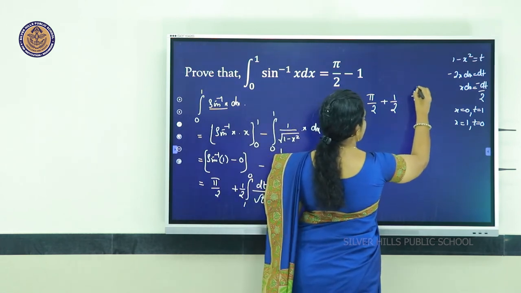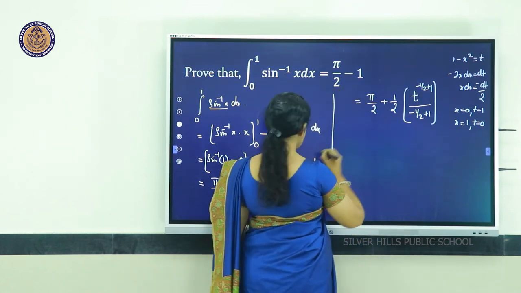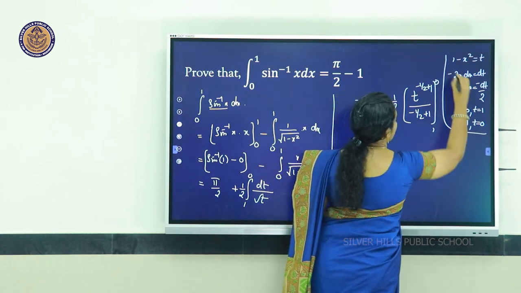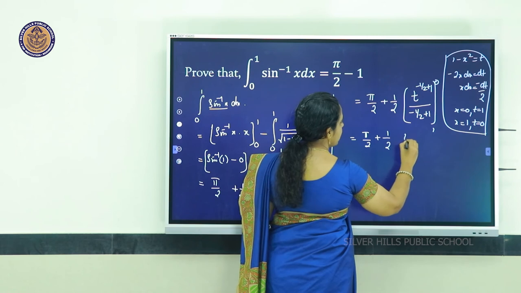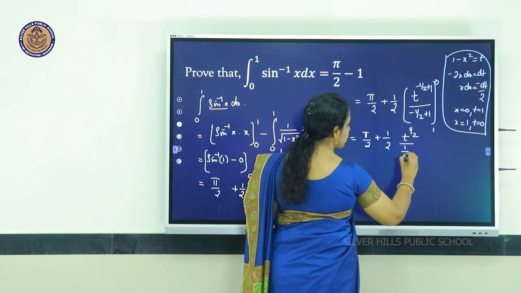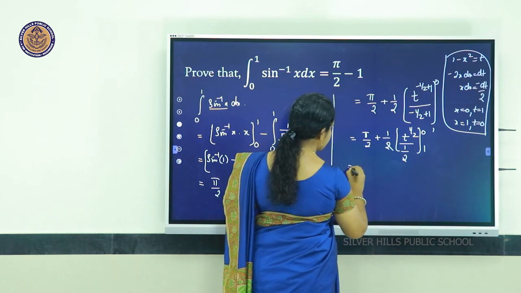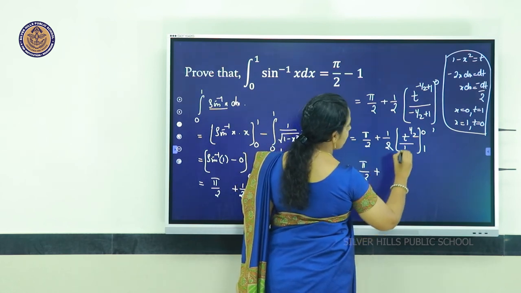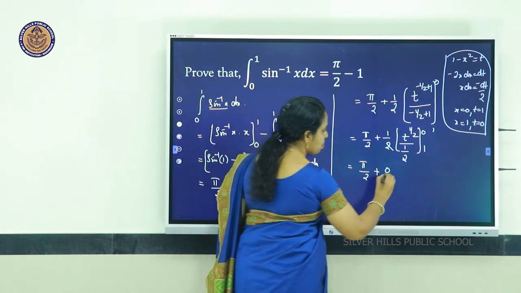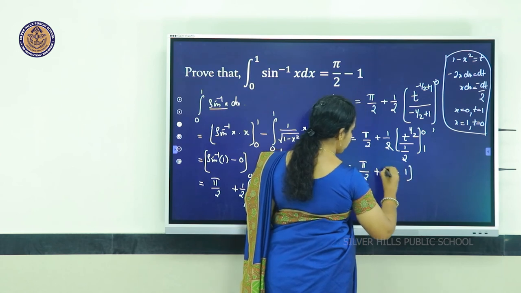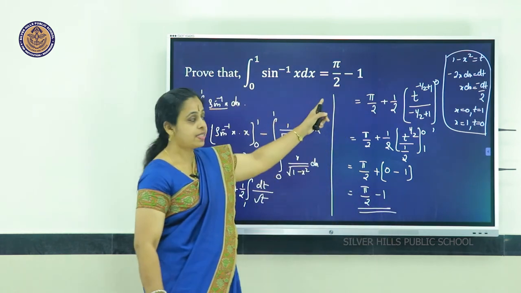So when you integrate minus half plus 1 divided by minus half plus 1 under the limits 1 0, equal to pi by 2 plus 1 by 2 t raised to 1 by 2 divided by 1 by 2. This 2 and 2 will get cancelled here. So, you will get pi by 2 plus t, you are giving the value 0 raised to 1 by 2, 0 minus 1 raised to 1 by 2 is 1, equal to pi by 2 minus 1, the right hand side.